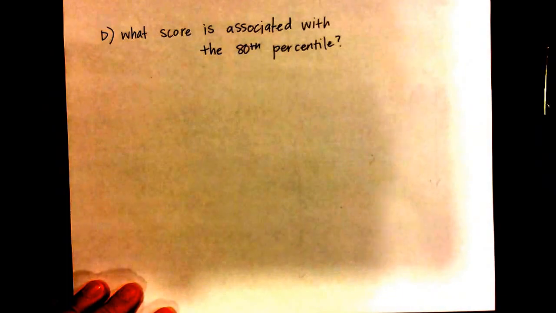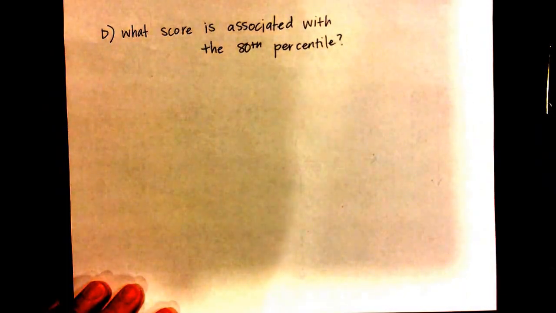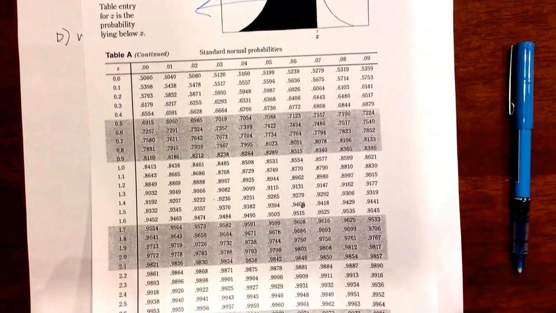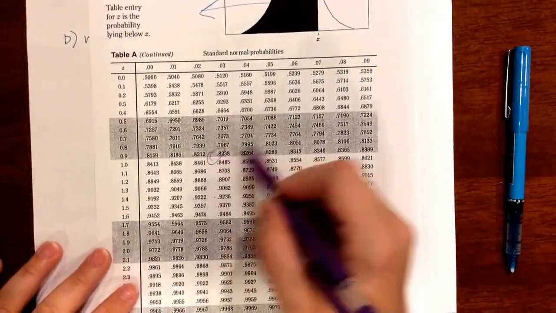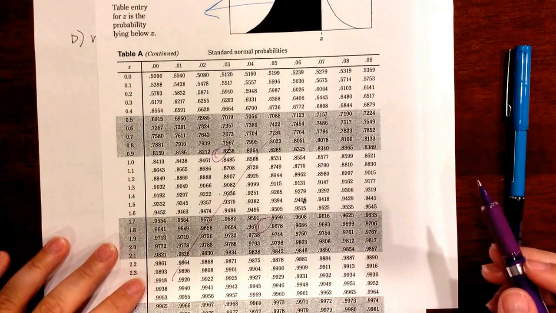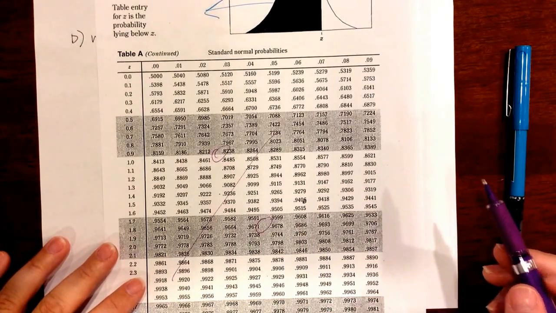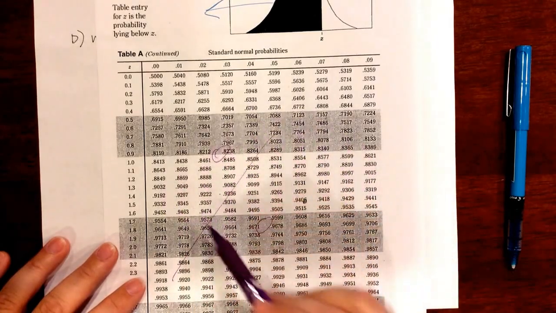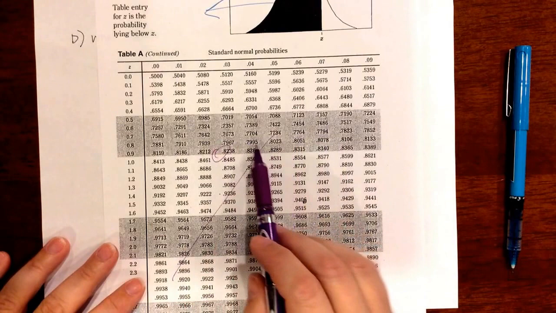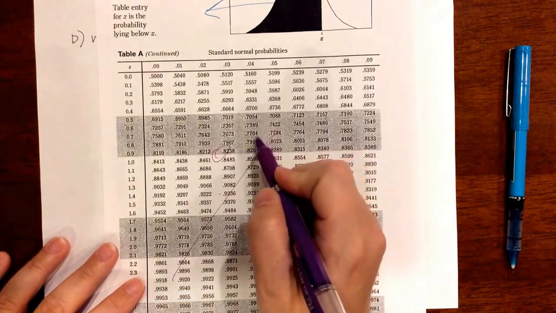All right, last one. What score is associated with the 80th percentile? All right, so remember that these are percents. So I'm talking about the 80th percentile. So I'm going to look for 80% in here. So I'm going to go on a treasure hunt. I'm going to look for 80. And this is as close as I can get to 80%.